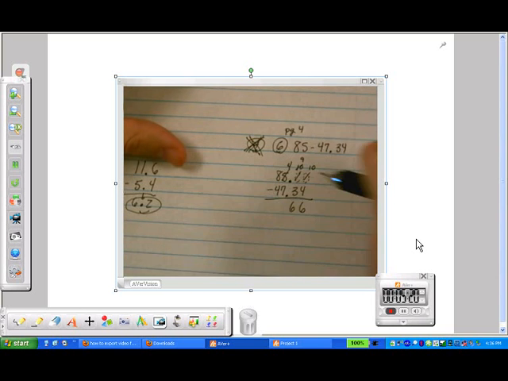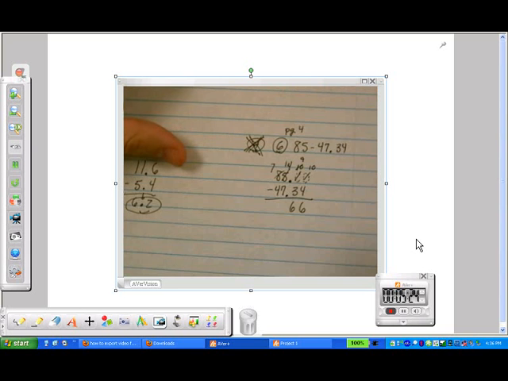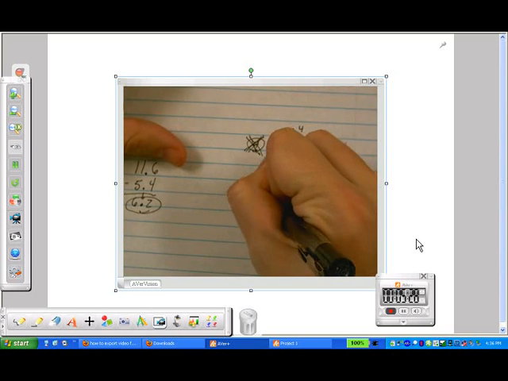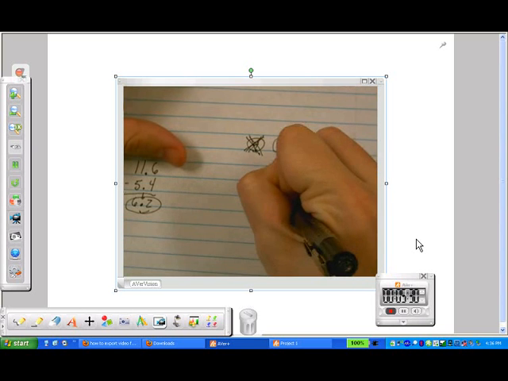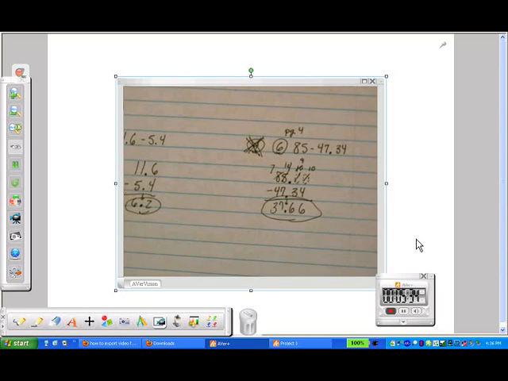4 minus 7. Can't do it. Sometimes students will mess up and do 7 minus 4 there. You're going to have to borrow again. Now we got 14 minus 7. 7 and 7 minus 4, 3. Adding and subtracting is easy. Just got to bring the decimal point down.